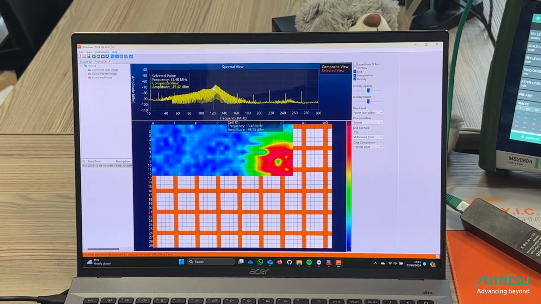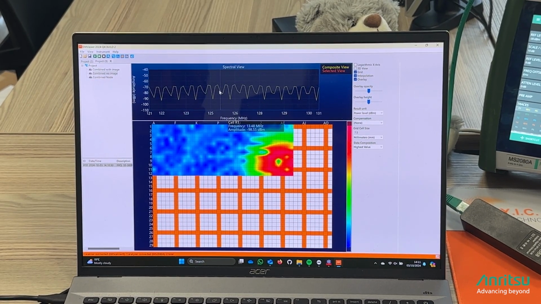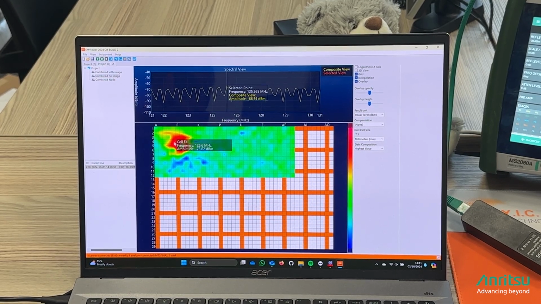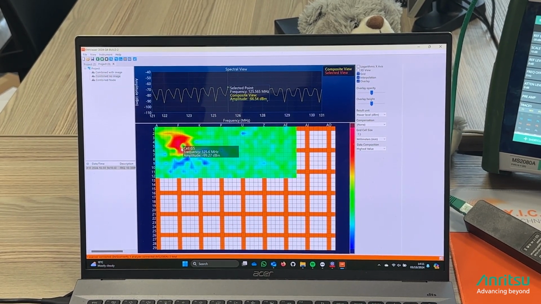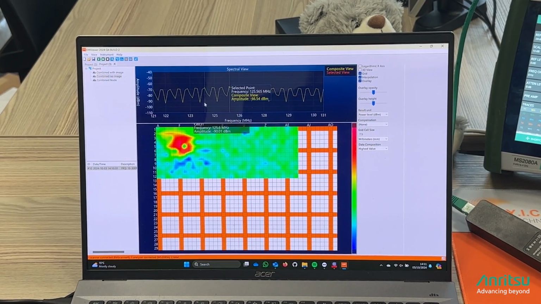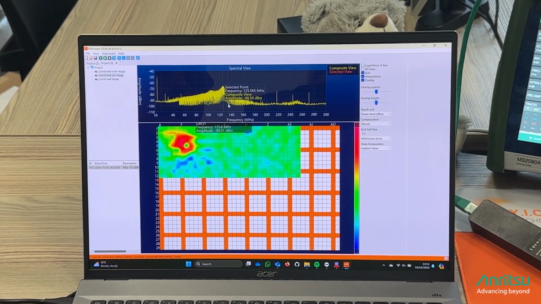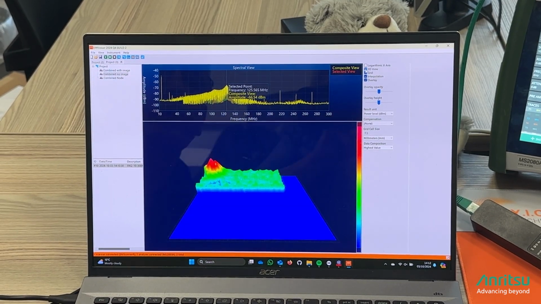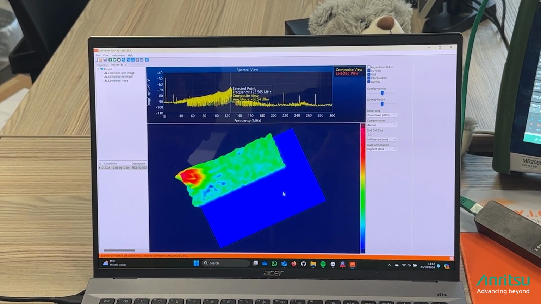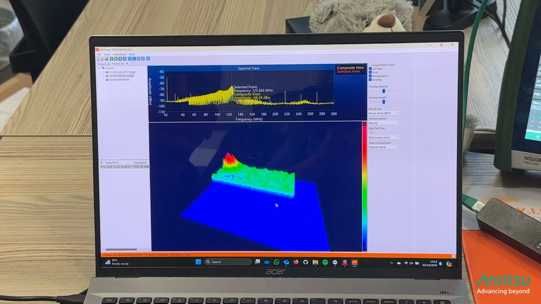If I go into this more generic area here, what we're seeing is that this signal is radiating from somewhere on the control PCB. That's probably the DC to DC converter. I can also go into a 3D view and look at the spectrum in a 3D view.